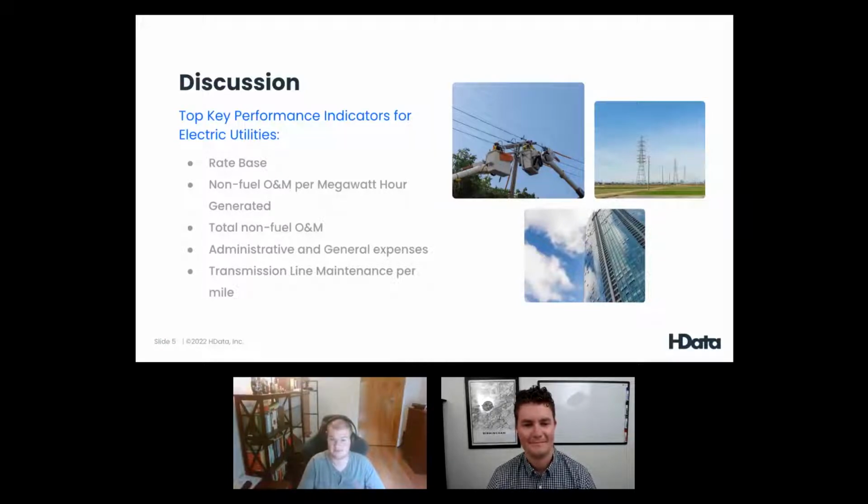A&G expenses, or administrative and general expenses, are usually used hand in hand with O&M. A&G is basically everything else that's not associated with actually operating and maintaining, say, a power plant or transmission lines or distribution lines. A&G are the salaries, the benefits, the office supplies, the printers, all the other associated items that you would see associated with actually running a business, but it's not specifically tied to running a specific generation asset. And then transmission line maintenance per mile.